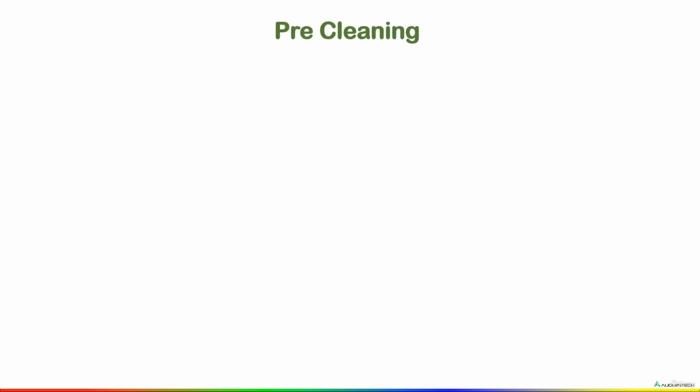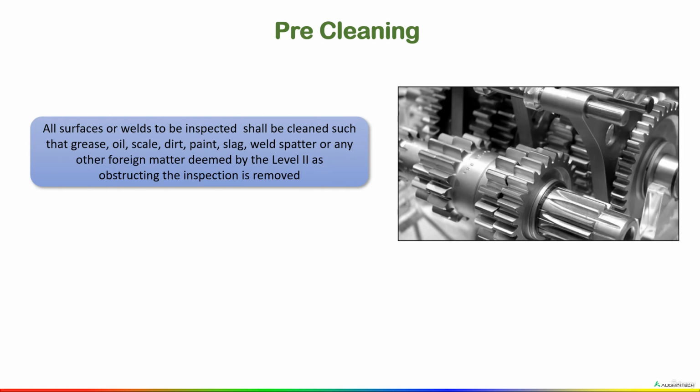Parts or surfaces should be clean and dry before they are subjected to any magnetic particle inspection. All surfaces or welds to be inspected shall be cleaned such that grease, oil, scale, dirt, or any other foreign matter that is deemed by the Level 2 as obstructing the inspection should be removed.